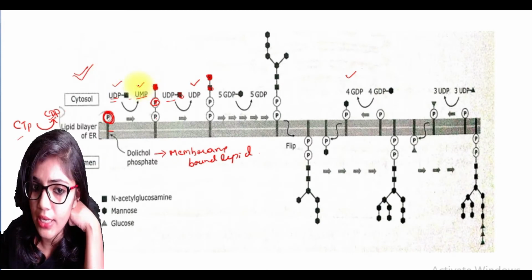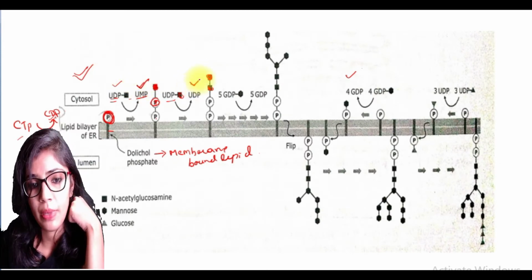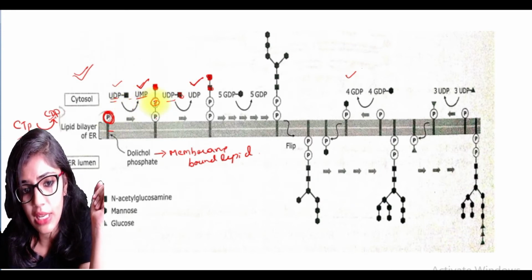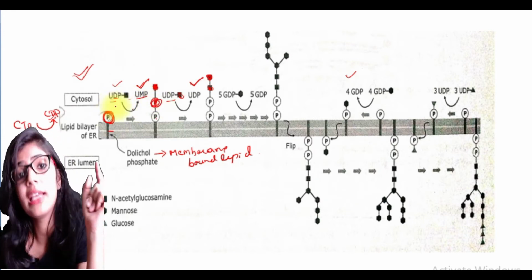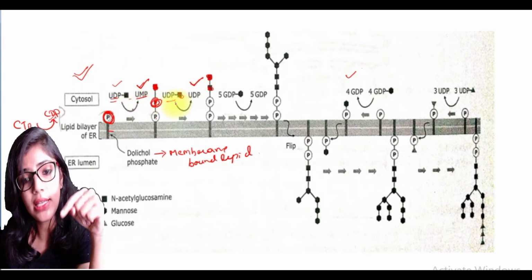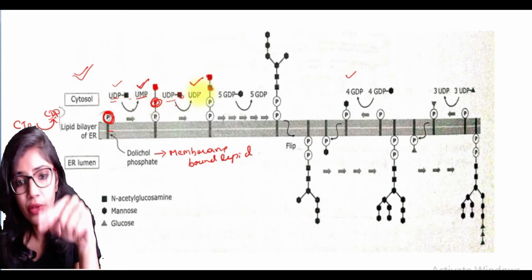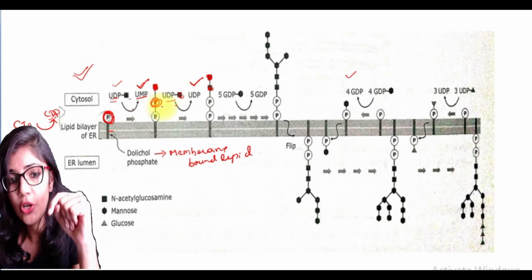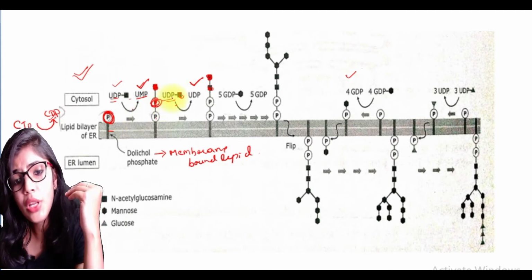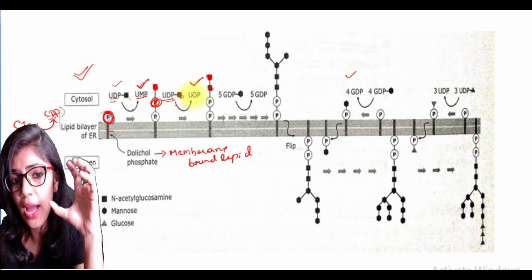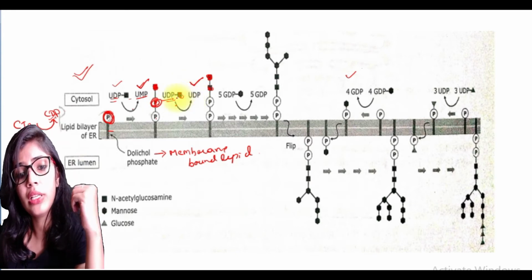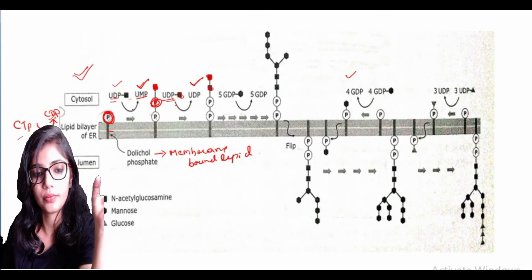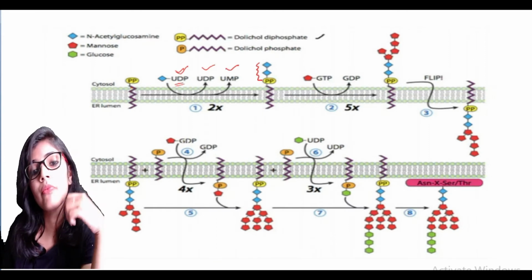See here, we are getting one UMP and one UDP. In the first case, the energy is released and one phosphate is attached, so that this UDP is converted into UMP. But in the second case, we don't need any phosphate, only this N-acetylglucosamine needs to be transported. So this UDP is not converted into UMP. Only the N-acetylglucosamine has been transported. So let us see in the next step.